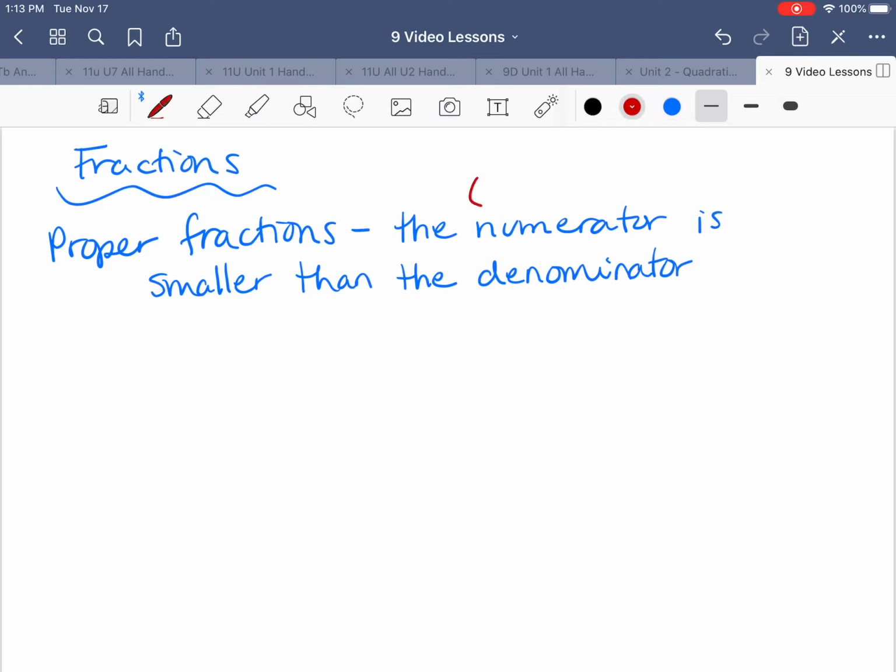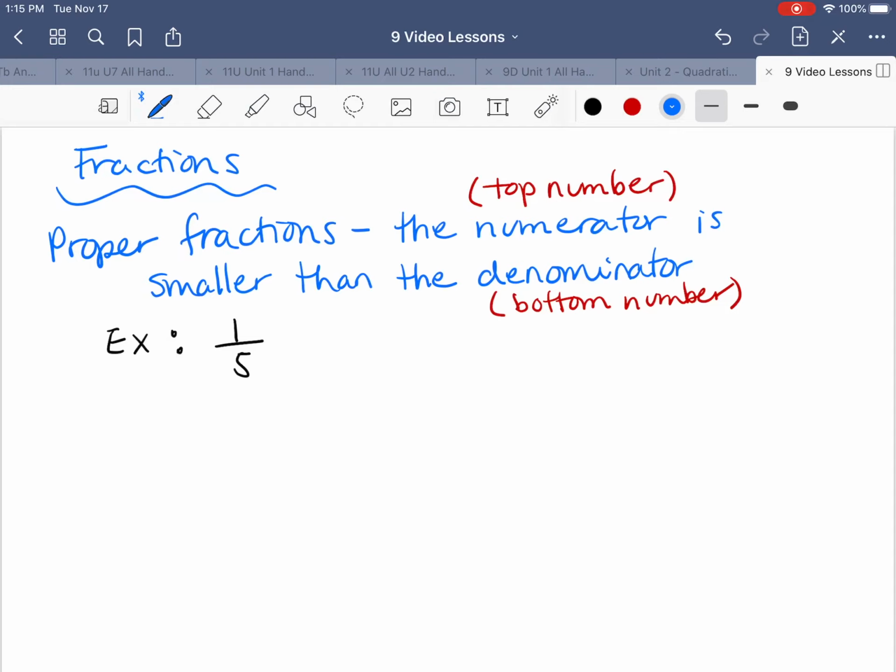And remember, the numerator is the number on the top, and the denominator is the number on the bottom. An example of a proper fraction would be 1/5.